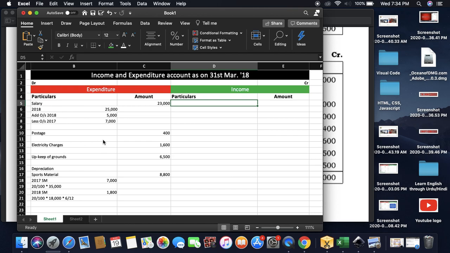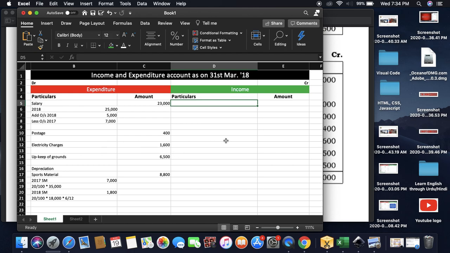Let's continue with preparing the income and expenditure account. We have finished in the earlier video how to enter transactions in the expenditure side of it. Now let's look at how we enter transactions in the income side.